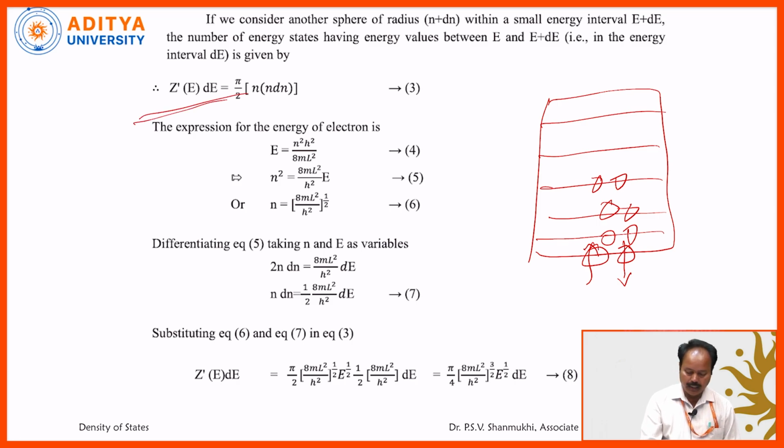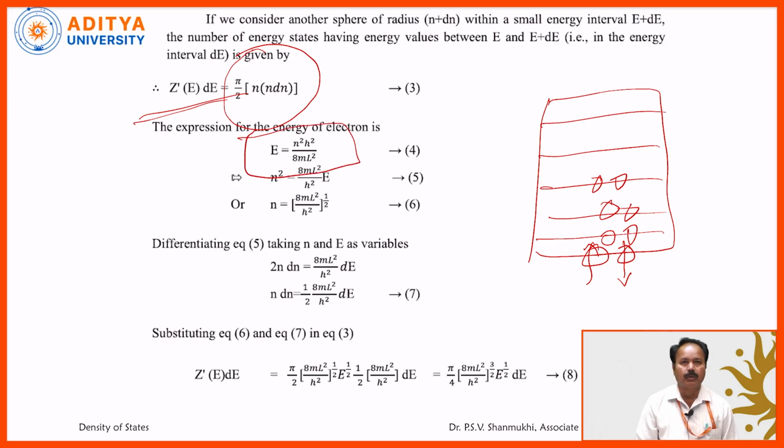Of course, generally it is given by pi by 2 into n square dn. The density of available energy states is given like this, but we don't know the expression for this n or dn, all those things. We can get them from the energy levels.